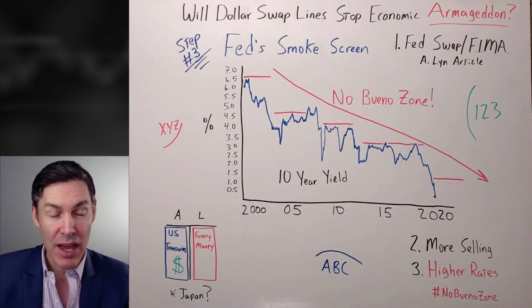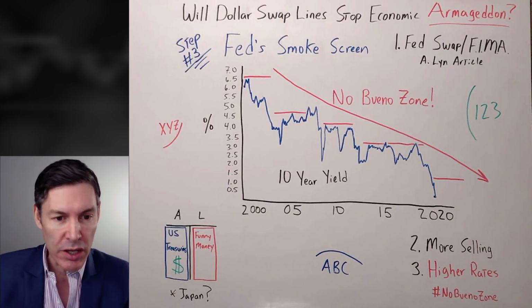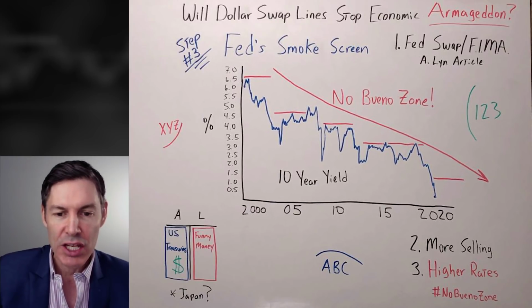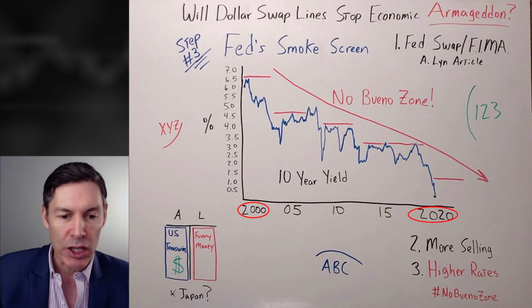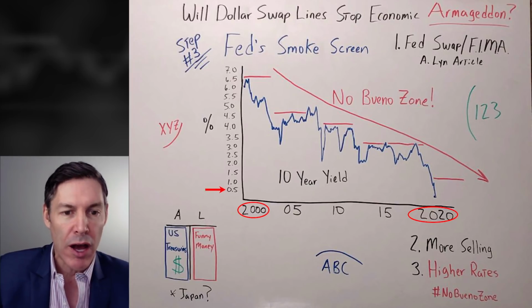I think the answer could definitely be yes. To dive further into their shenanigans, let's go right to a chart of the 10-year Treasury yield, going back to 2000 all the way to 2020. On the left-hand side, our interest rate goes from a measly 0.5 up to a normal 7%.